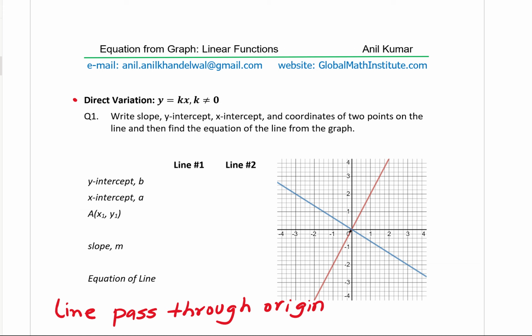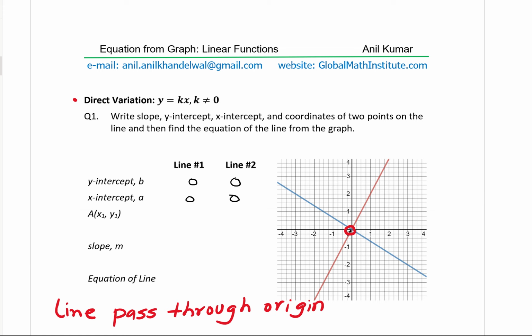So if that is the case, then the x and y intercept is right at the origin, right? So we can write down the values of x and y. The y-intercept, that is the value of b, for both the lines is 0. The x-intercept is also 0, right? So if you're thinking about a point, one of the points definitely is the origin. But if you need to find the slope, we need to identify some other point on the line.